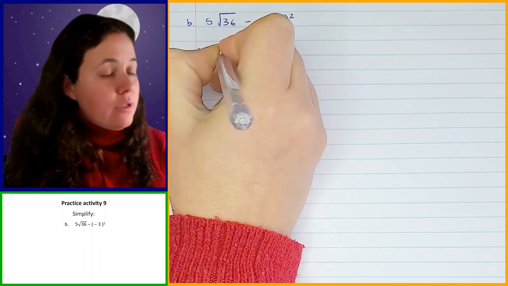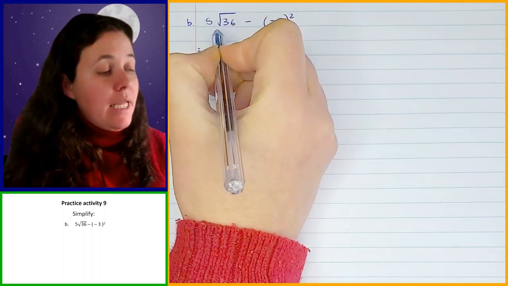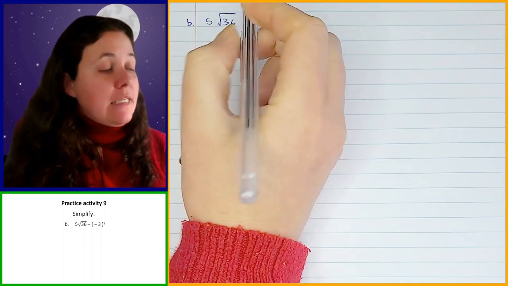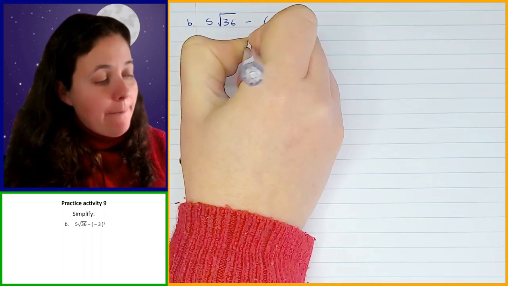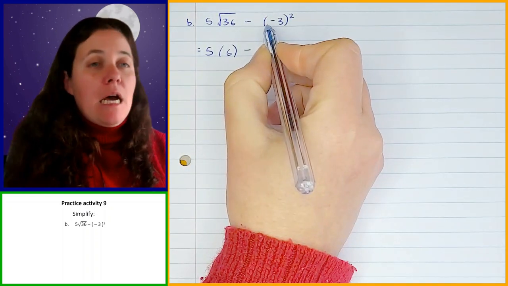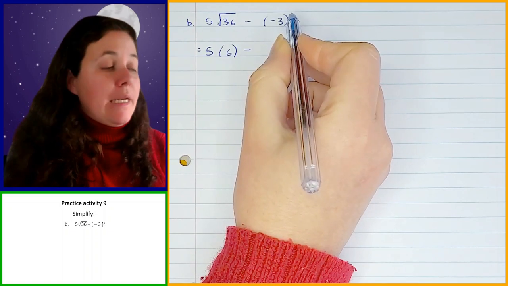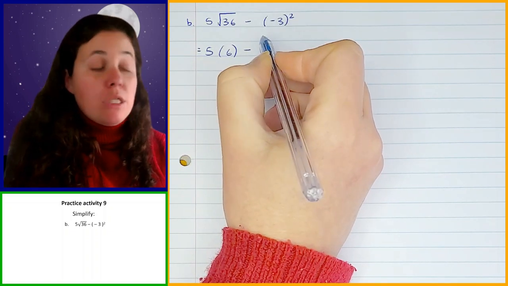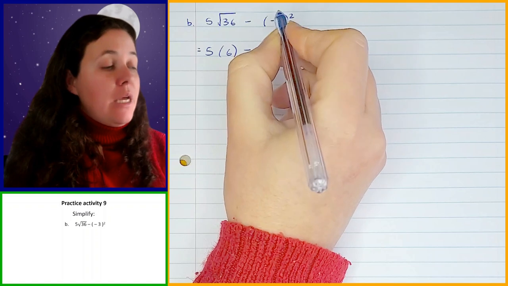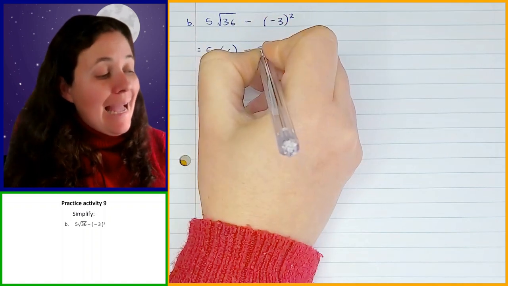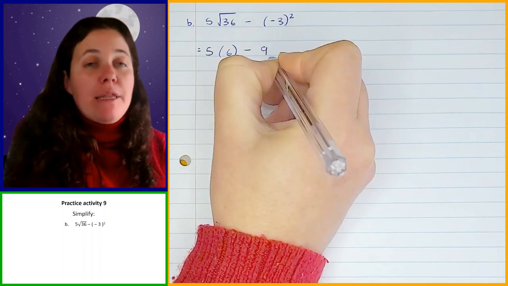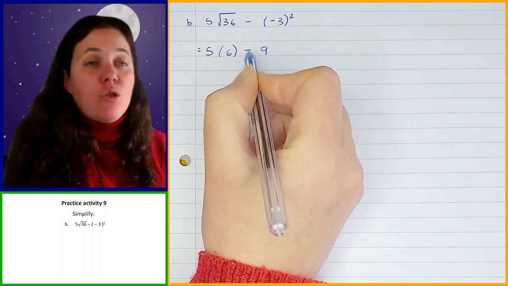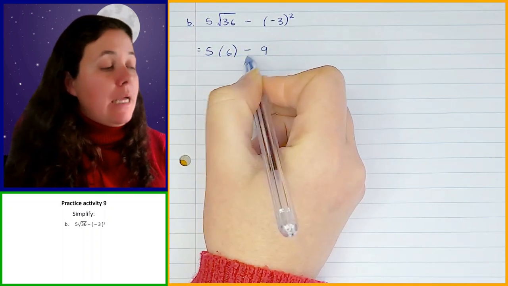Okay, so I've got 5 multiplied by the square root of 36, which is 6, so it's 5 times 6, minus, and then here I've got negative 3 squared. Now when we square a negative number, we get a positive answer, so it's going to be positive 9. I can write that positive 9 in brackets if I want to, or I can just write the 9, because there's nothing else that I have to worry about that is being multiplied by it.